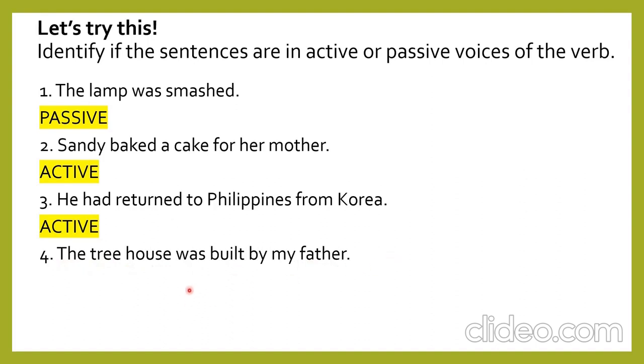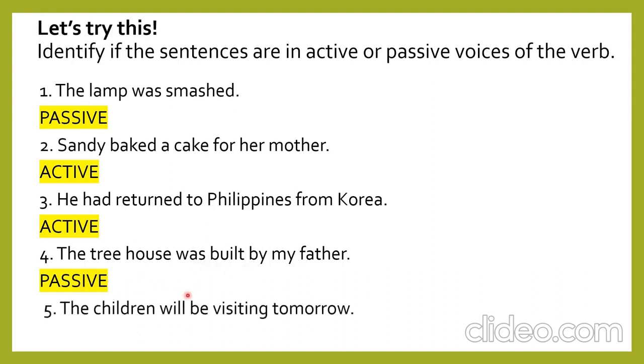The verb is was built. The subject, tree house. Now, is tree house the receiver or the doer of the action? The answer is passive because treehouse is not the doer. The treehouse cannot do anything, but the treehouse received the action of was built, because the treehouse was the one built, not the one building. Okay, so it's passive. Next, number 5.